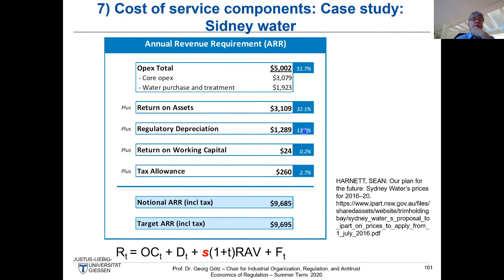So this would be the cost of capital really. And then you have depreciation, and then you have some other things. And in the end, you come up with a necessary annual revenue requirement of almost 10 billion Australian dollars. Okay, that you see how that works. And it's actually pretty straightforward.